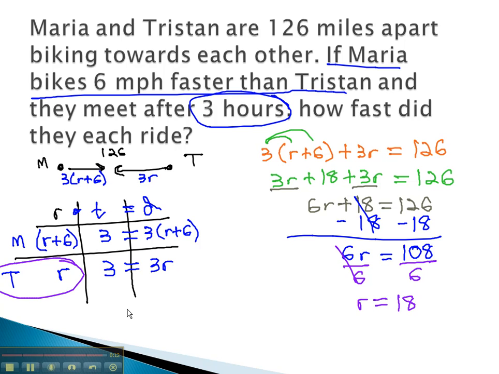R, we said, was Tristan's rate, so Tristan is traveling 18 miles per hour. Maria, traveling 6 miles faster, is 24 miles per hour.